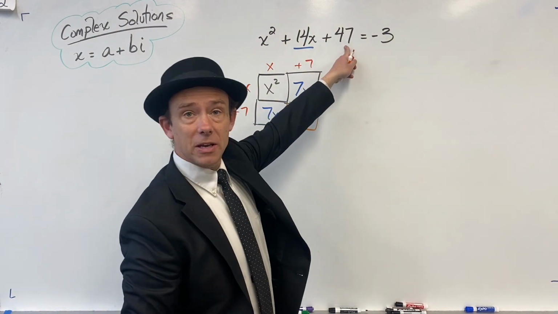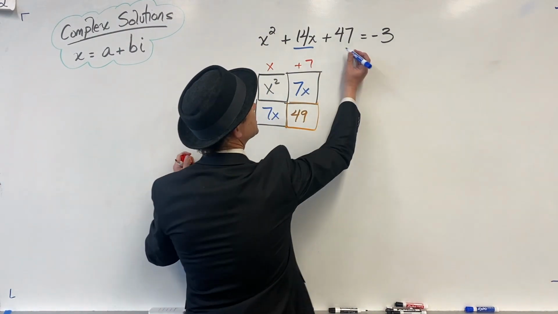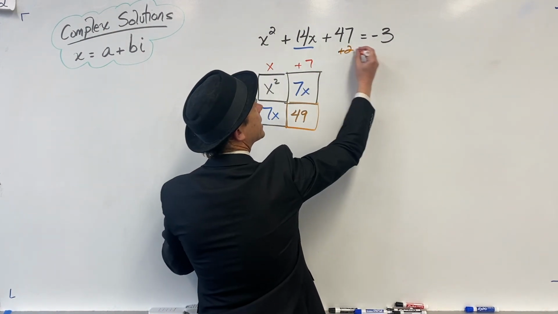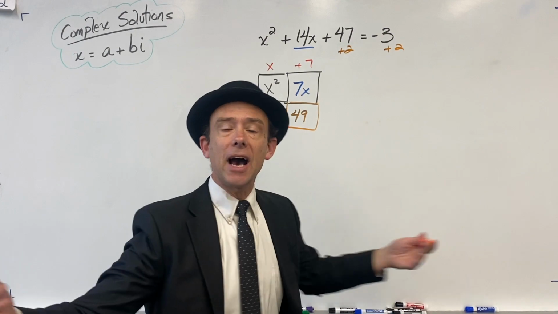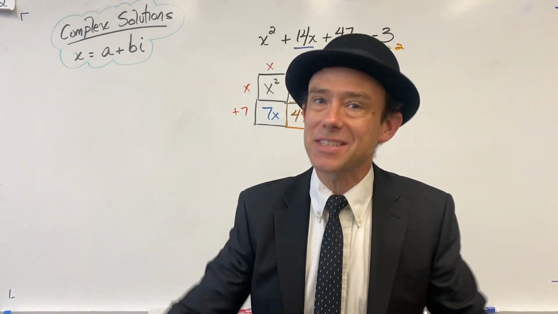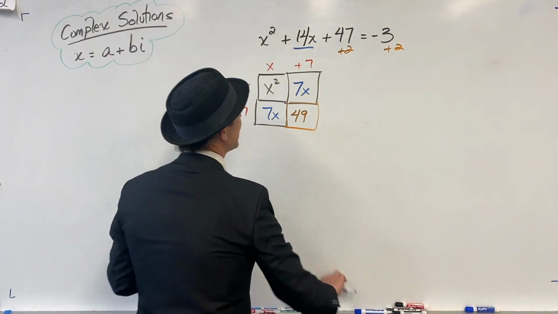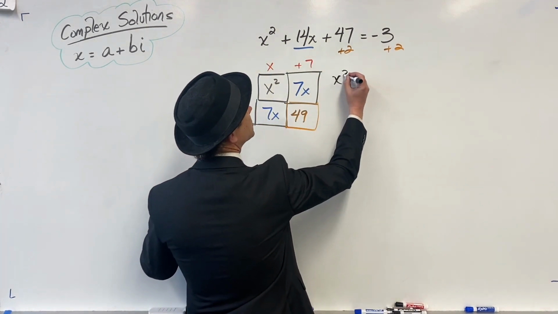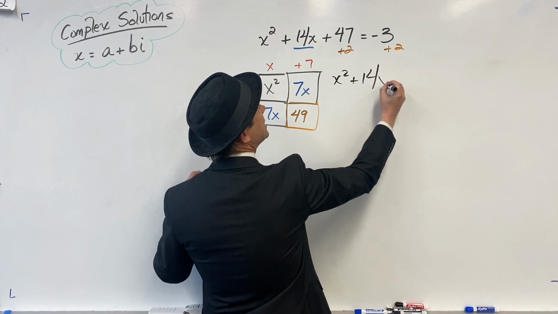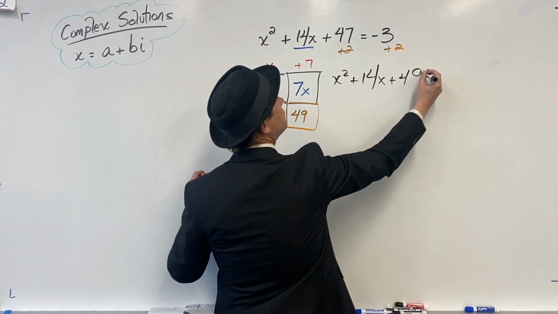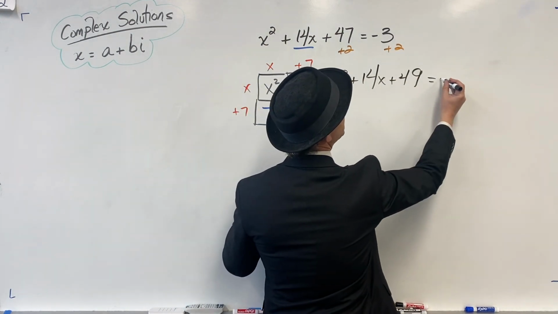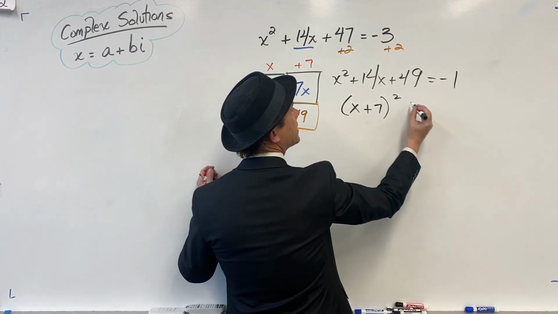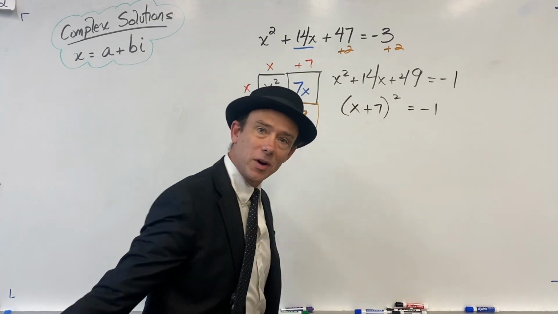All right, I want this to be a 49. It's a 47, so let's just add 2. Whatever you do to one side, you got to do to the other. You knew I was going to say that. And then we get x squared plus 14x plus 49 is equal to negative 1. So x plus 7 squared is equal to negative 1.